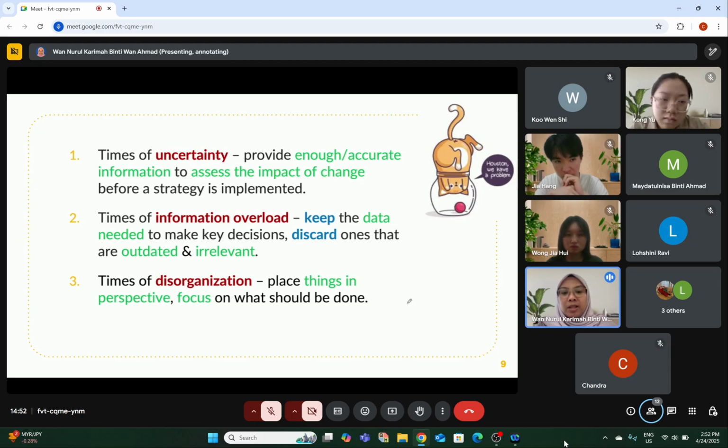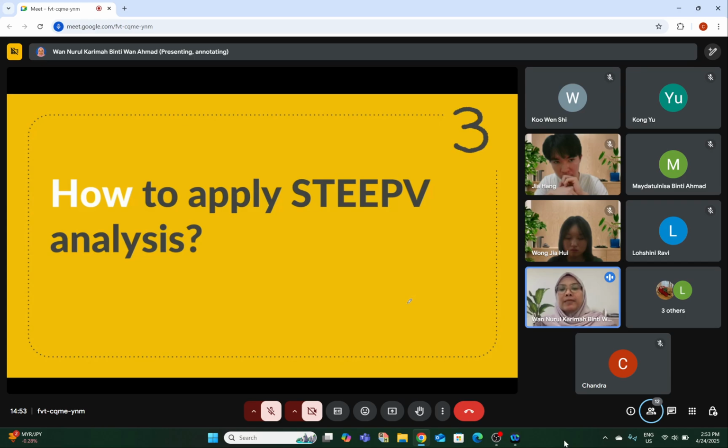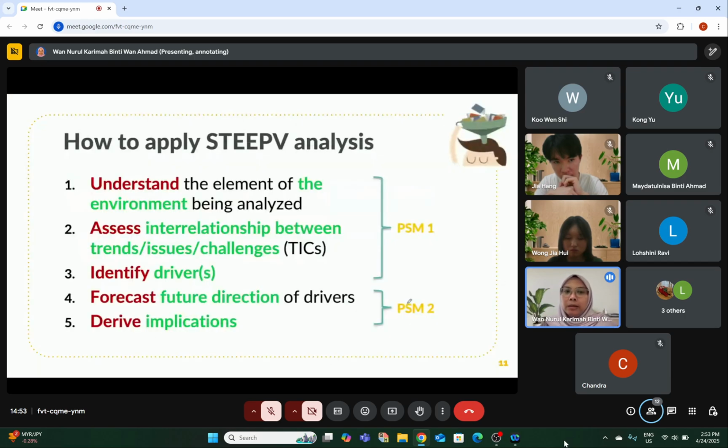And in times of disorganization, meaning when we have too much information, we have to consider so many factors. So we use STEEPV analysis to make sure that we consider the ones that are the most important ataupun the ones that are relevant to the topic that we are studying. And how can we apply STEEPV analysis? Basically, we can divide it into 5 steps.